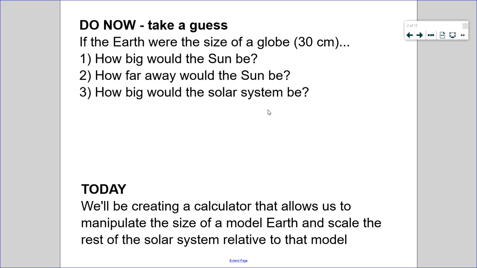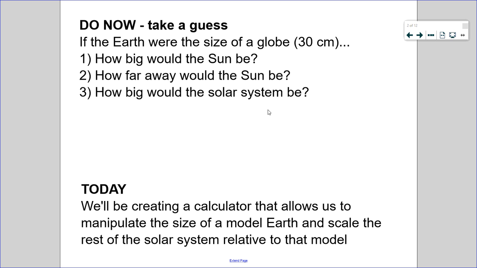So first off, let's take a look at a model. If our Earth were the size of a globe, which is about 30 centimeters in diameter, about the length of one ruler, how big would the sun be? Would it be like a beach ball or a basketball or something bigger than that, medicine-sized ball? How far away would the sun be? Would it be 10 feet away, 20 feet away? And how big would the solar system be? So if the Earth was the size of a classroom globe, could you fit the entire solar system in your house or in a classroom or in a football field or in the town of New Canaan? How big would these things have to be if you shrunk the Earth down to 30 centimeters?